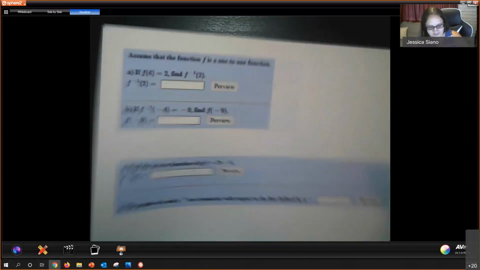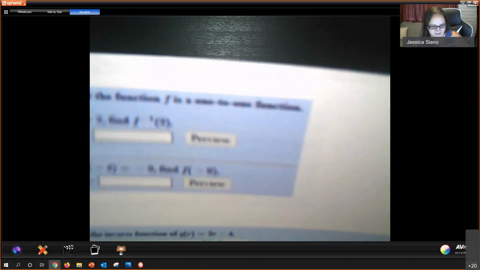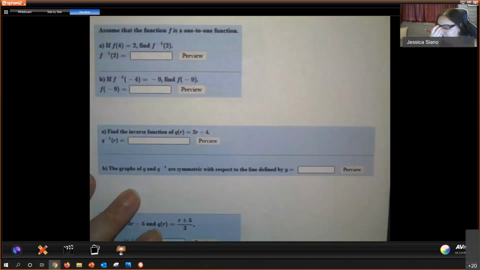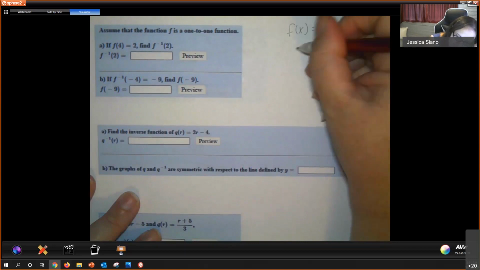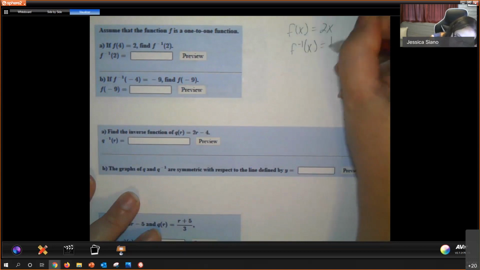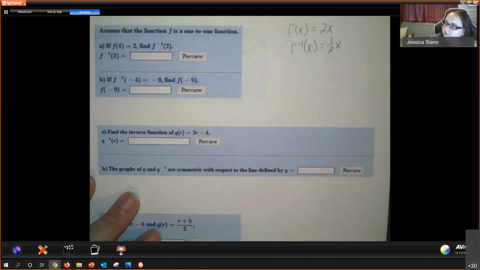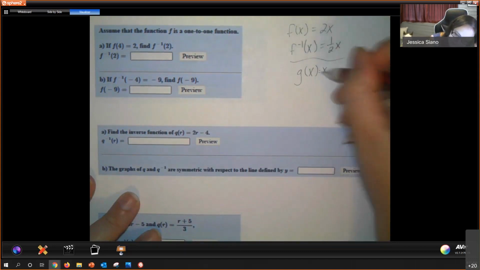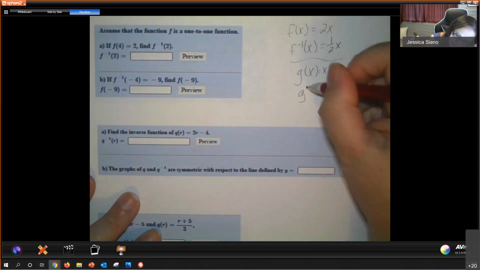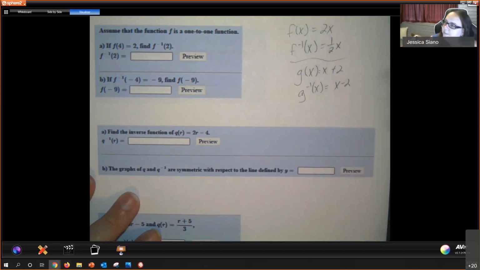Okay, so the next thing that we're going to talk about are inverses and composite functions. So functions that are inverses are functions that are opposites or they undo one another. So a quick example of inverse functions is if I have 2x, the inverse of that would be 1/2 x. Or if I have x plus 2, the inverse of that would be x minus 2. Okay?